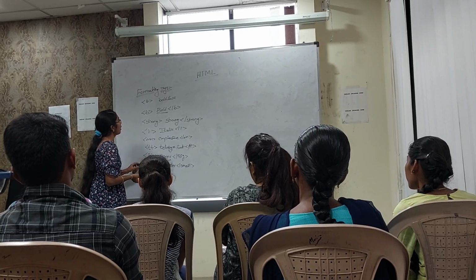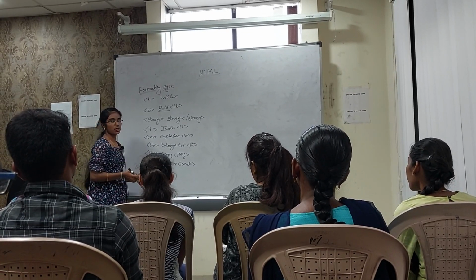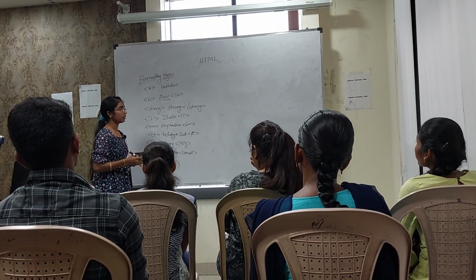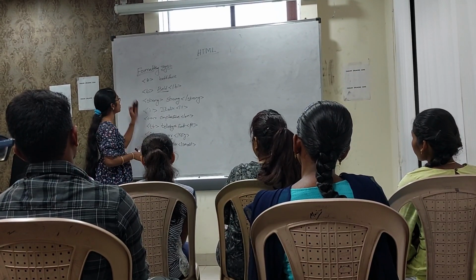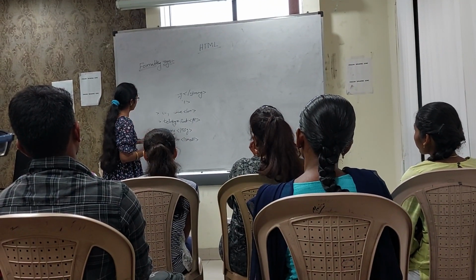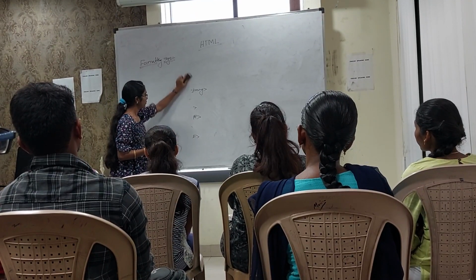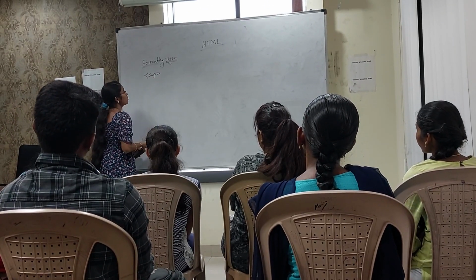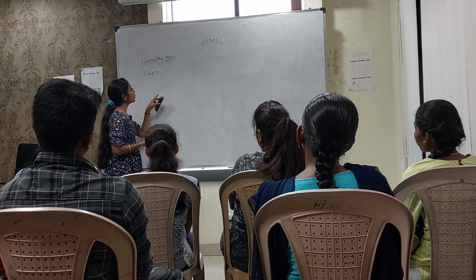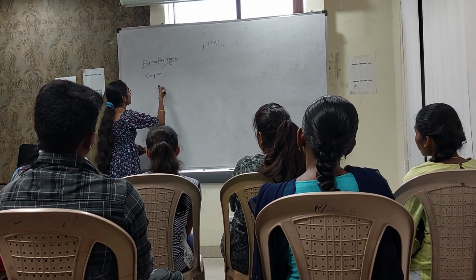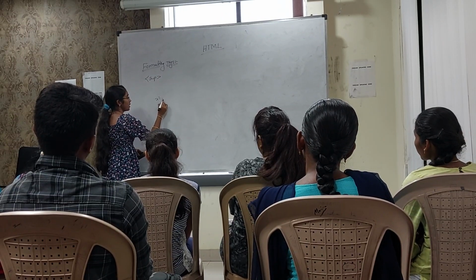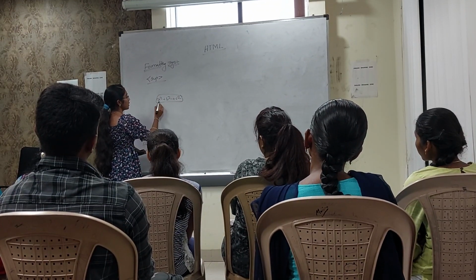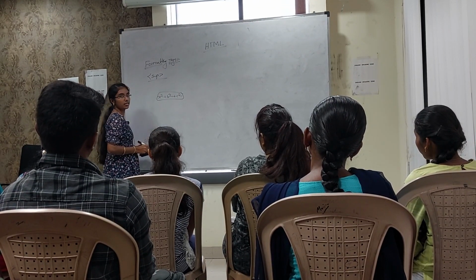And we have so many formatting tags like subscript and superscript. These tags we can use in mathematical formulas or chemical formulas. So let's see. Superscript is used in mathematical formulas, for example a square plus b square plus c square. Superscript prints the text above the normal text.